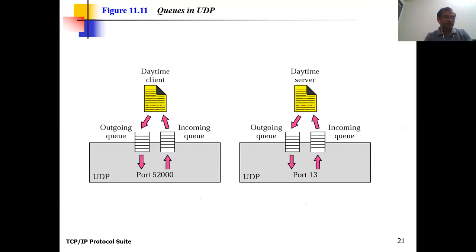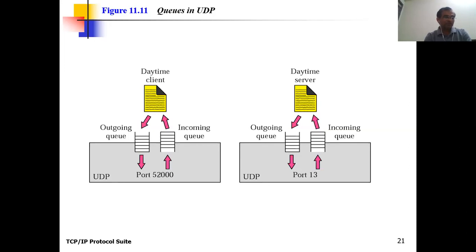In UDP, queues are associated with ports. So understand, queues are associated with the ports, right? At the client side, when the process starts, it requests a port number from the operating system. Some implementations create both an incoming and an outgoing queue associated with each process. Other implementations create only an incoming queue. So there are different implementations which are possible. Note that even if the process wants to communicate with multiple processes, it obtains only one port number and eventually one outgoing and one incoming queue.